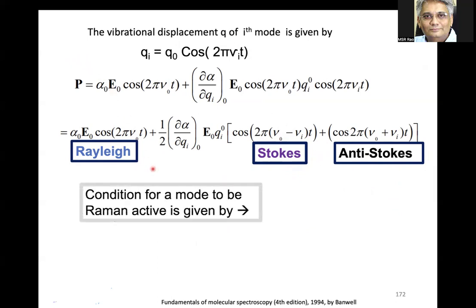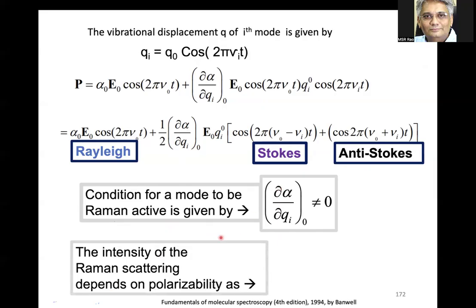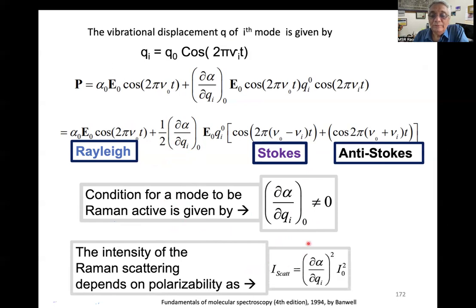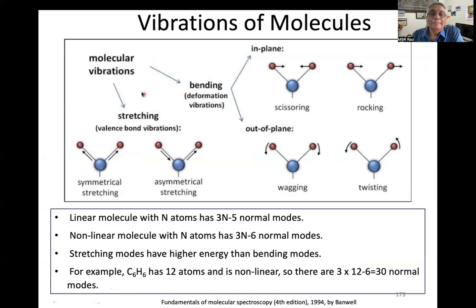Now, the condition for a mode to be Raman active is simply that dou alpha by dou Qi should not be equal to 0. Okay, that's the condition, and the intensity of the Raman scattering depends on the polarizability, as this goes as I scattering is equal to (dou alpha by dou Qi) whole squared times I naught squared. Now, we have seen this also in the earlier classes.